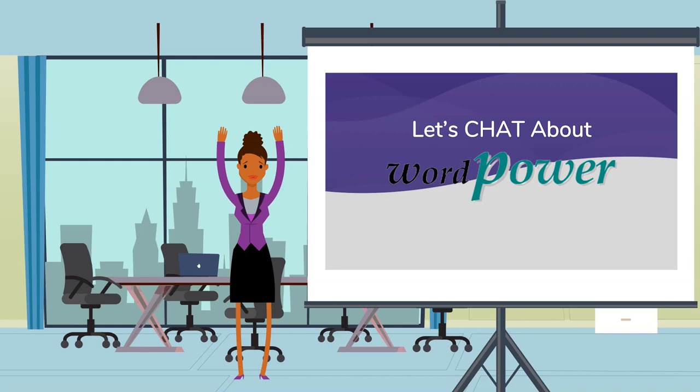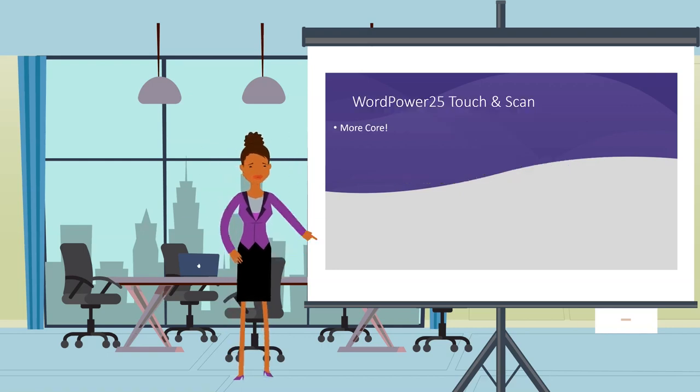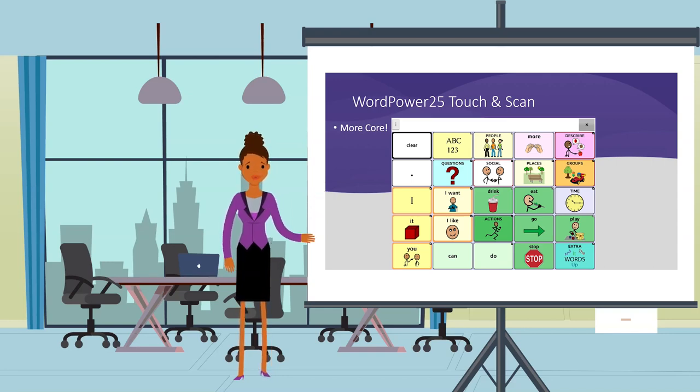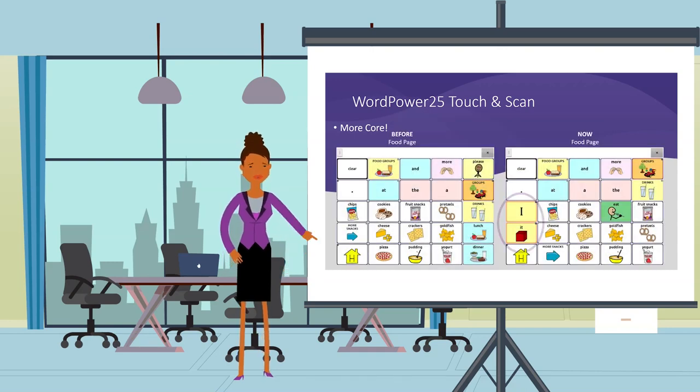Let's chat about WordPower. WordPower 25 Touch and Scan has several new updates. These updates make WordPower 25 in English and Spanish align more closely. These updates also make WordPower 25 more similar to other English WordPower vocabulary files. So, what's new? Core vocabulary has been added to category pages.